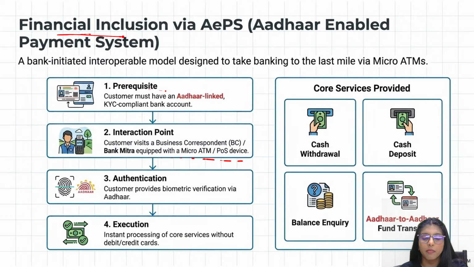For proper authorizing, the customer provides biometric verification via Aadhaar. Then execution. After successful authentication, the transaction is processed instantly. Amount is debited or credited without using a debit card or credit card, just by using the Aadhaar. So first, the prerequisite, then the interaction point, then authentication with the biometric, then the execution. These are the steps of the Aadhaar Enabled Payment System.